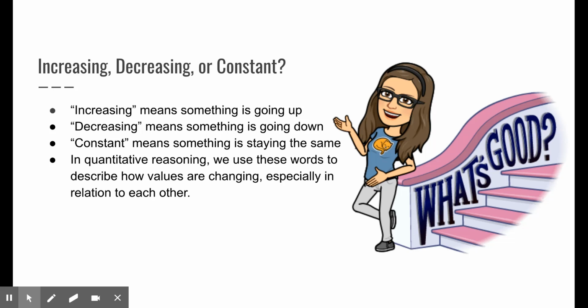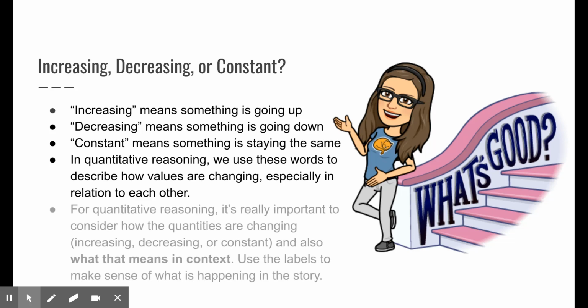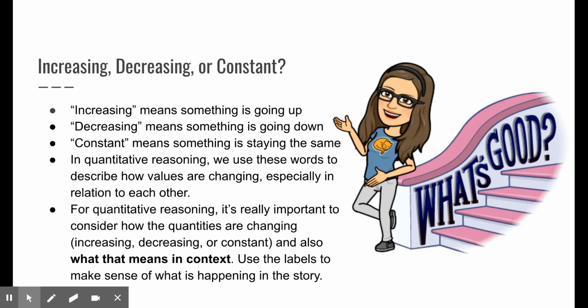So we use these words to describe how values are changing, especially in relation to each other. So when one thing is increasing, is the other thing also increasing? Is it actually decreasing? Or is it not affected at all? Is it staying the same? In which case it's constant. For quantitative reasoning, it's especially important to consider how those quantities are changing, increasing, decreasing, or constant, but also what that means in context. So again, using the labels to make sense of what's actually happening in the story based on when those things are increasing, decreasing, or constant.